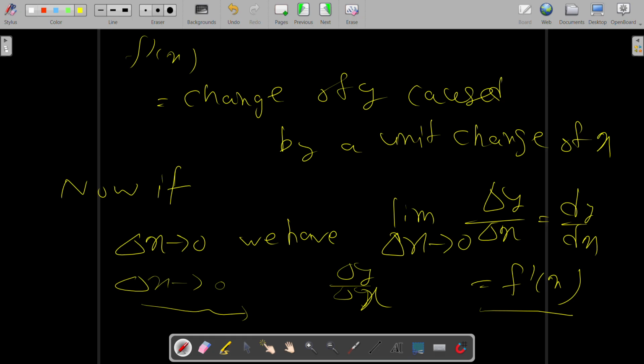We are taking two points on a curve, whether it is a curved line or a straight line, and a very small change in x gives a very small change in y. This is the concept of differentiation.